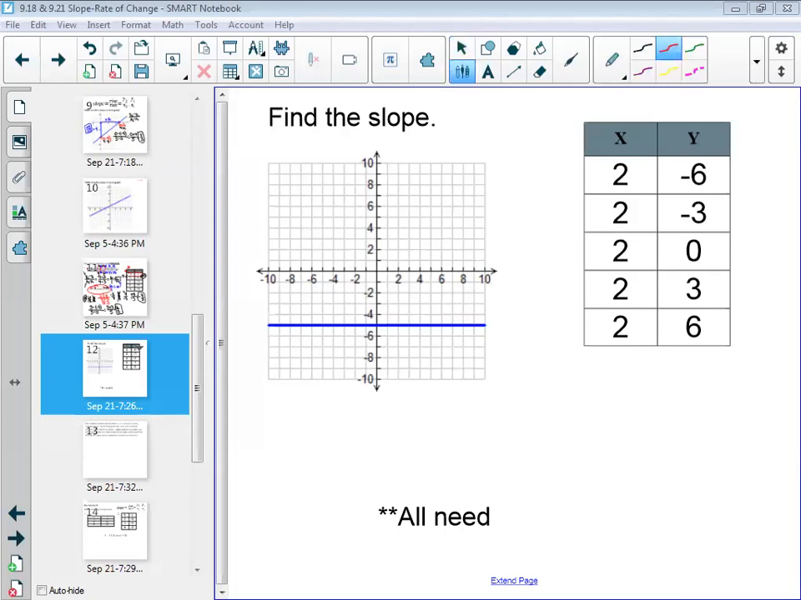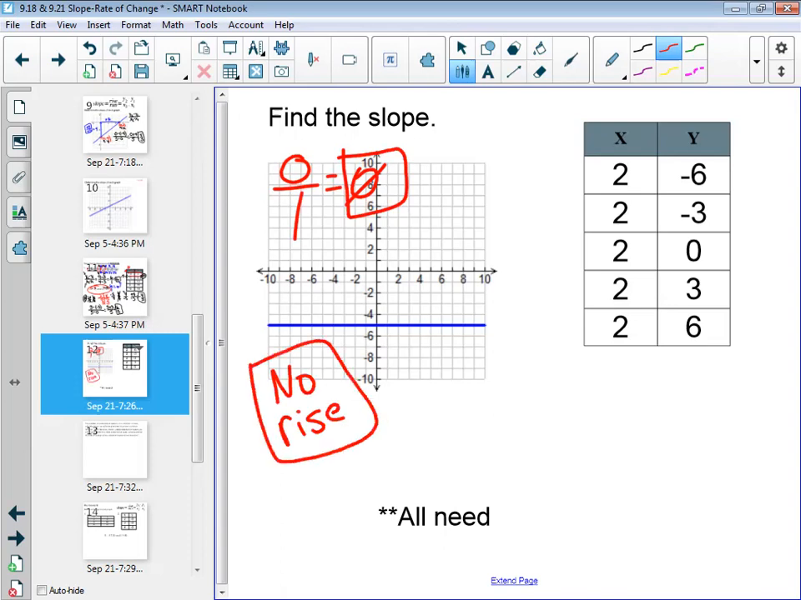So since there's no rise, my rise would be 0. My run, well, I could pick any number because it's a horizontal line. Let's say, for instance, it's 1. 0 divided by 1 is just 0. So my slope would be 0. So anytime that you have a slope of 0, that's a case where you have no rise.